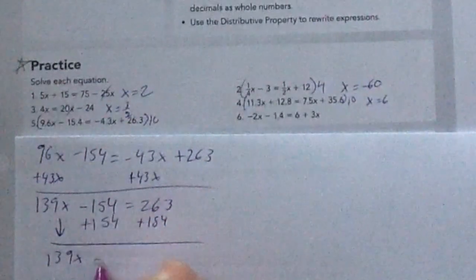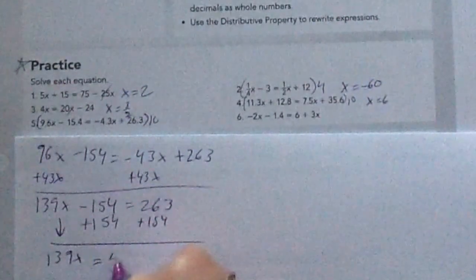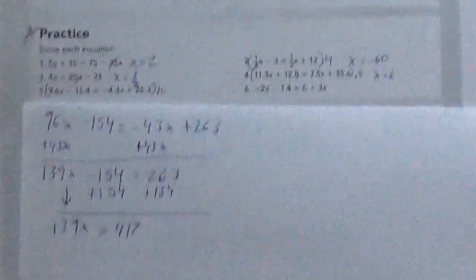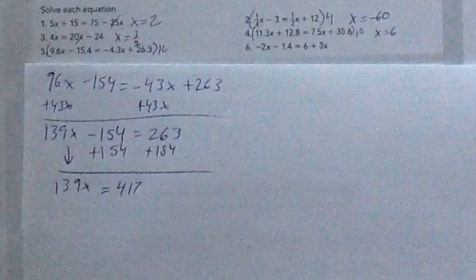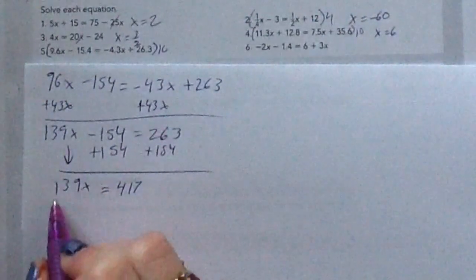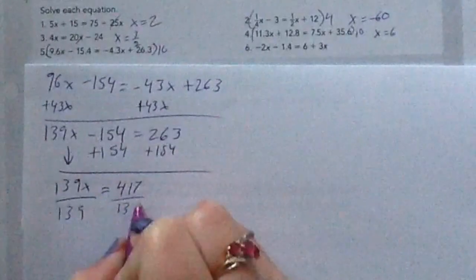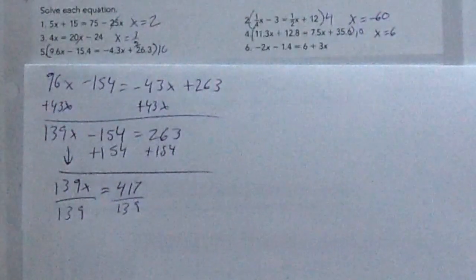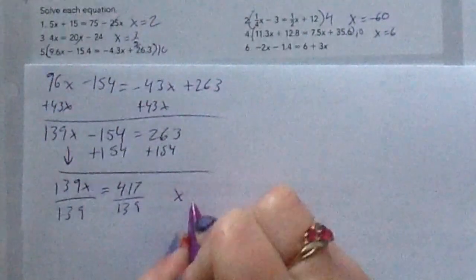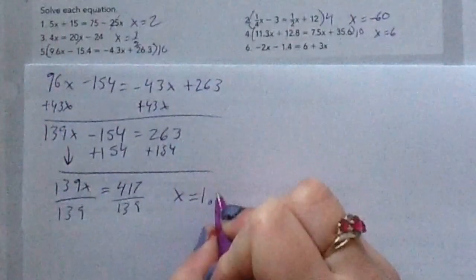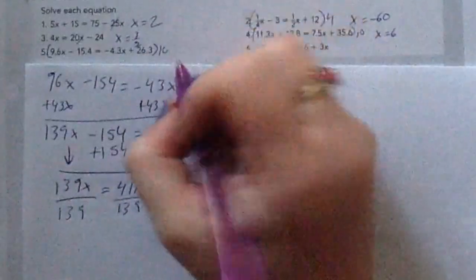And I know I am going really fast, so if I am going too fast, please ask me to redo these in class, and we can go over this in a little bit more detail. Now I'll divide by that 139 because it's multiplying, so we want to undo multiplication with division. And x is a gross decimal, so we can round it to 1.31.